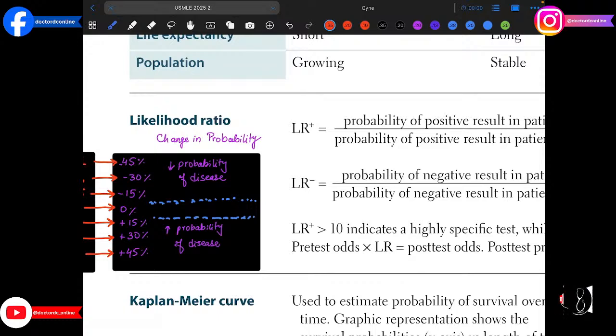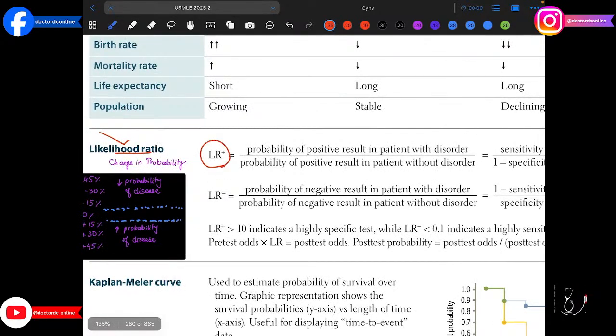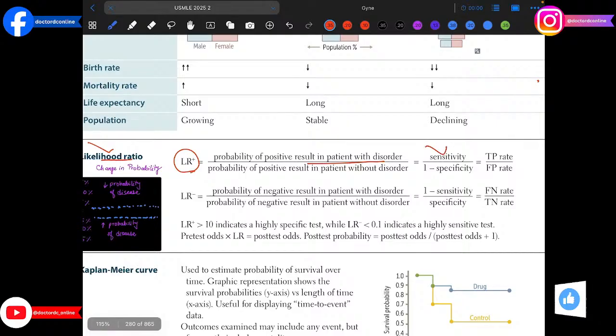Now, the likelihood ratio for a positive test result takes the number of people with the disease who have a positive test result, also known as the sensitivity, and divides this by the number of people without disease who get a positive test result, or 1 minus the specificity. Another way to look at this is it's equal to the true positive rate divided by the false positive rate.